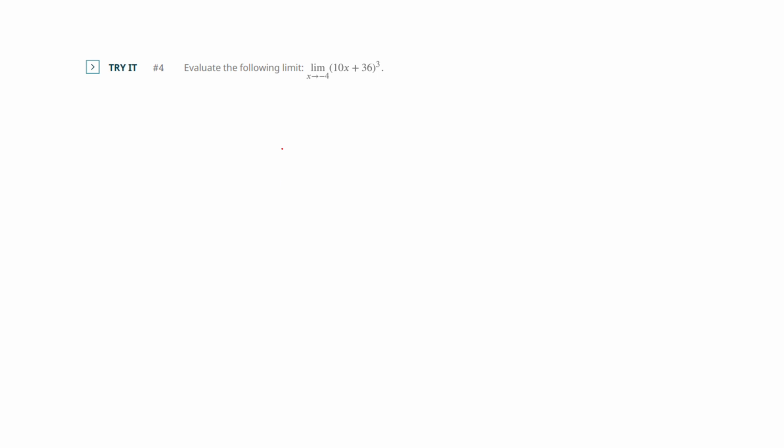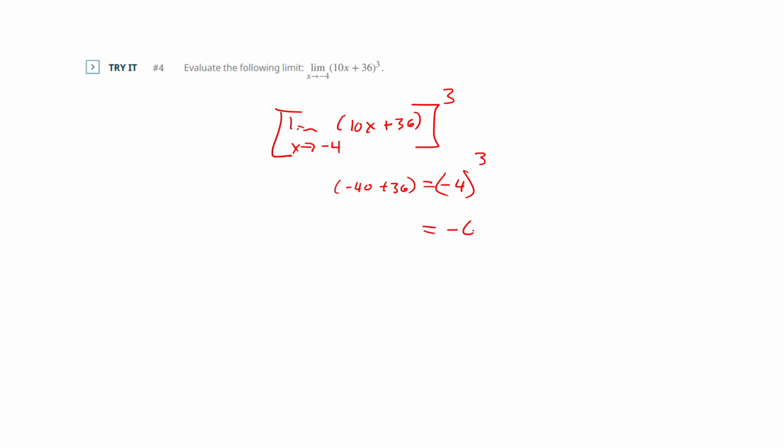Okay, same idea here. We're going to take the limit of 10x plus 36 as x approaches negative 4. We're going to find that limit, and then we're going to cube it. So if you put negative 4 in here, this doesn't have any issues to break, so this is going to get me negative 40 plus 36. It's going to give me negative 4, and then you're going to take that answer and take it to the third power. So we saw 4 to the third is 64, but with the negative in front, it's going to make it negative 64. Okay, again, the principles are important.